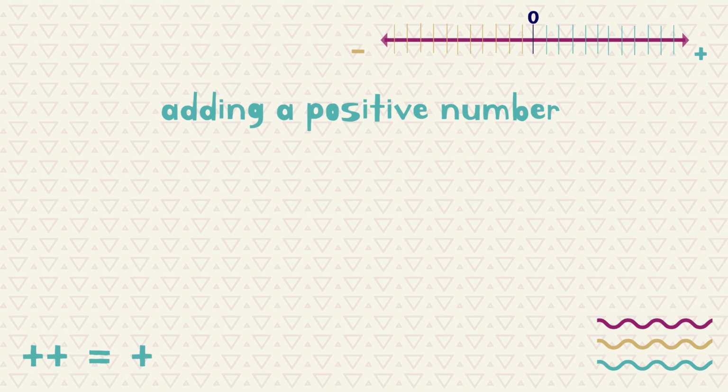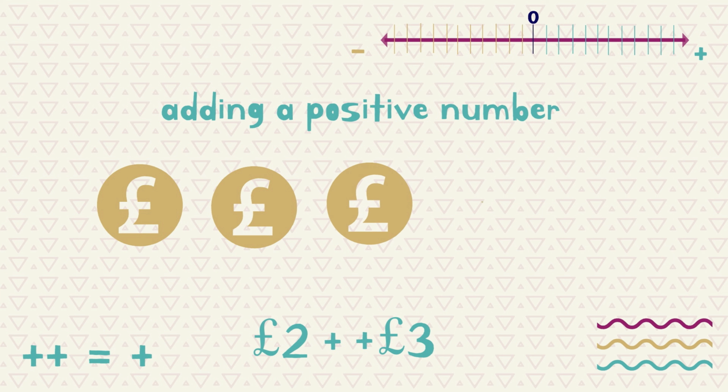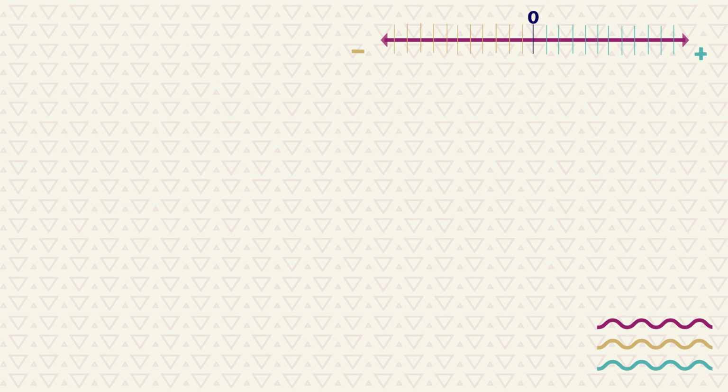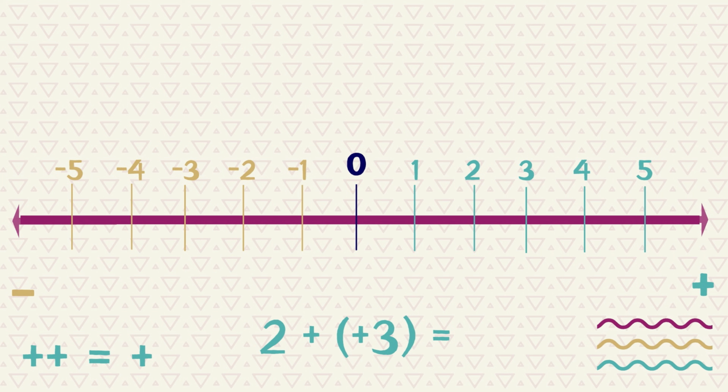Imagine you have £2 in your bank account, and you want to add a positive amount of £3 to your account. You are really just adding £3. Let's look at this same example on the number line. We start with the number 2, and we add a positive amount of 3, and end up at 5.